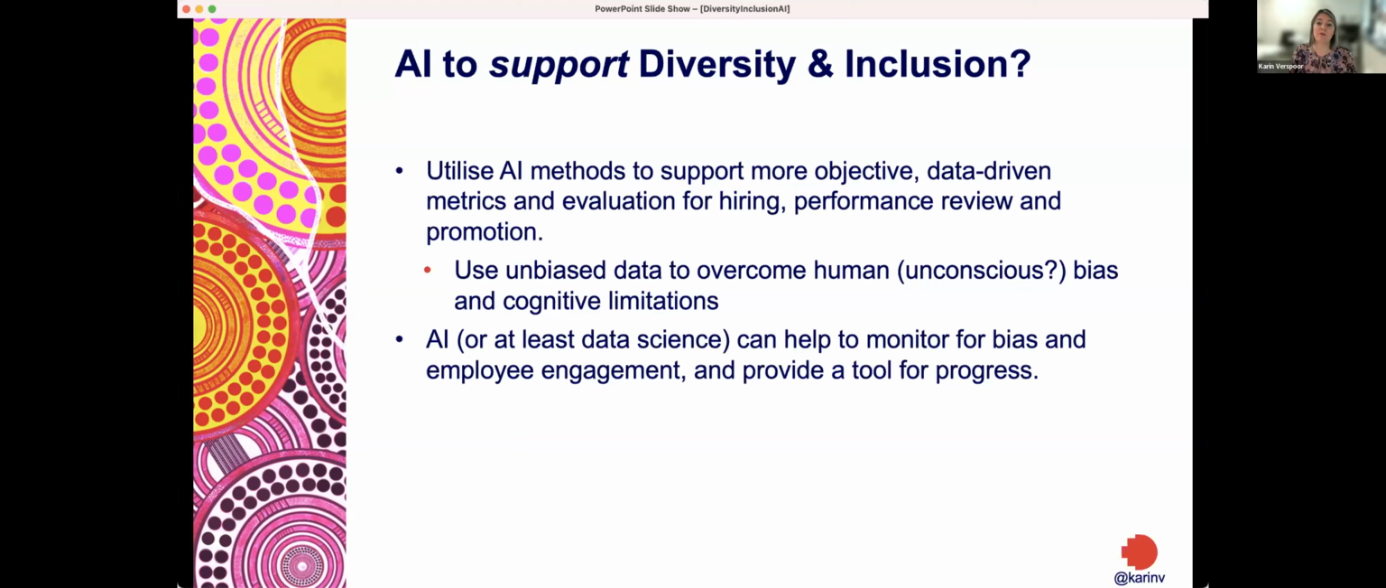do assessments. And AI, or I would say at least data science, because I think a lot of this is just basic data science and not AI, can be used to help monitor bias and employee engagement within organizations and give managers or leaders a tool for progress in the organization. So we can absolutely use technology, data science, and these tools and methods to collect data that might inform our decision-making around our organizations.